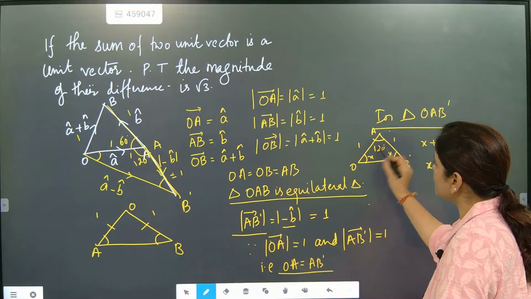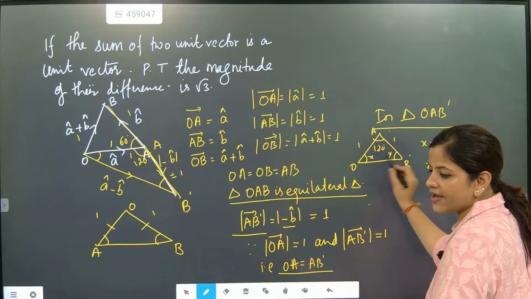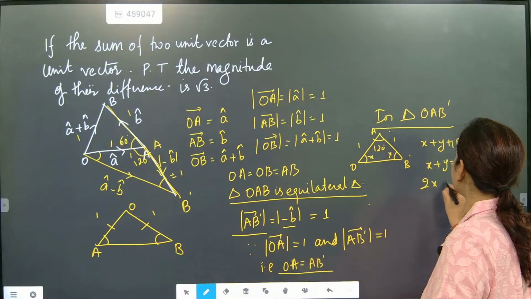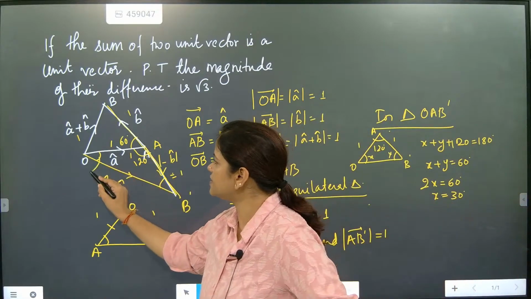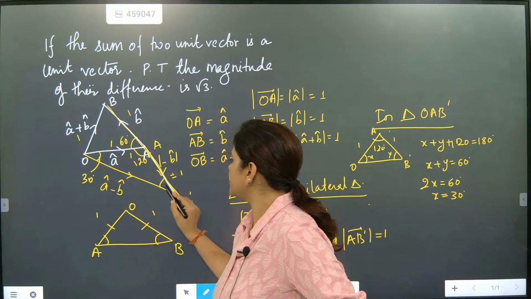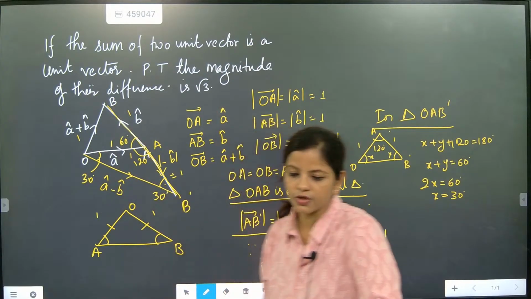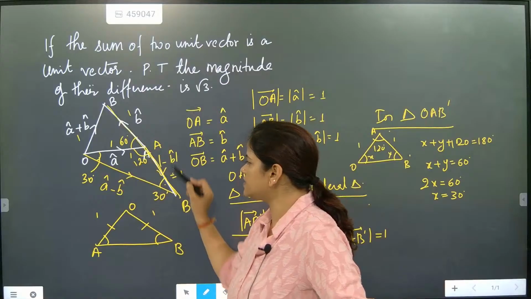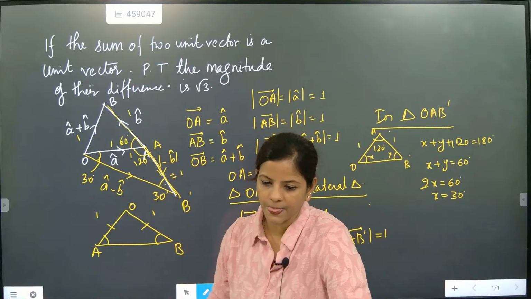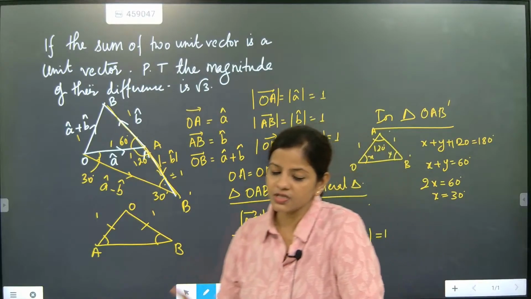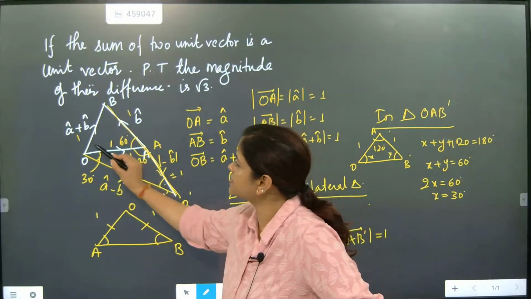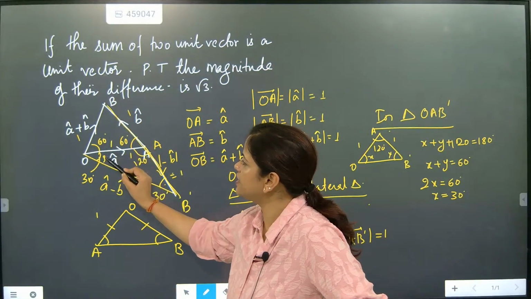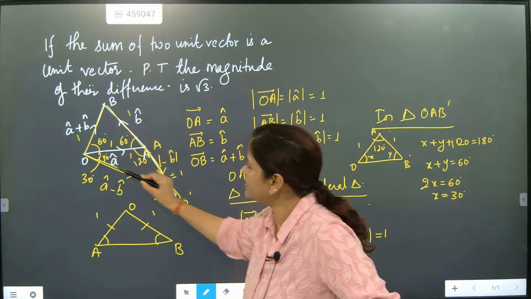Why? Because angles opposite to equal sides of a triangle are equal. So 2x is equal to 60 degree, so x is equal to 30 degree. So this side is 30 degree and this side is also 30 degree. Understood? This part is 30 degree, this part is 30 degree and this part is 120 degree. Our catch is this is 60 degree and this is 30 degree, so total this part will come as 90 degree.